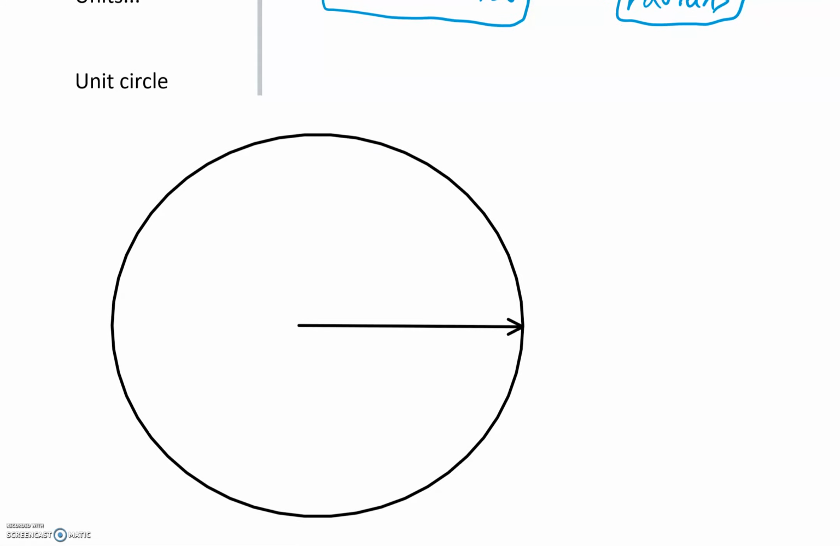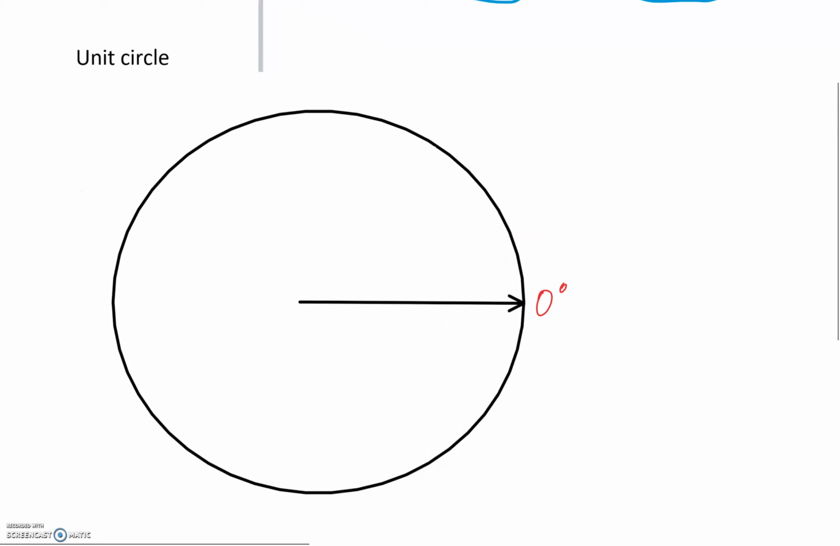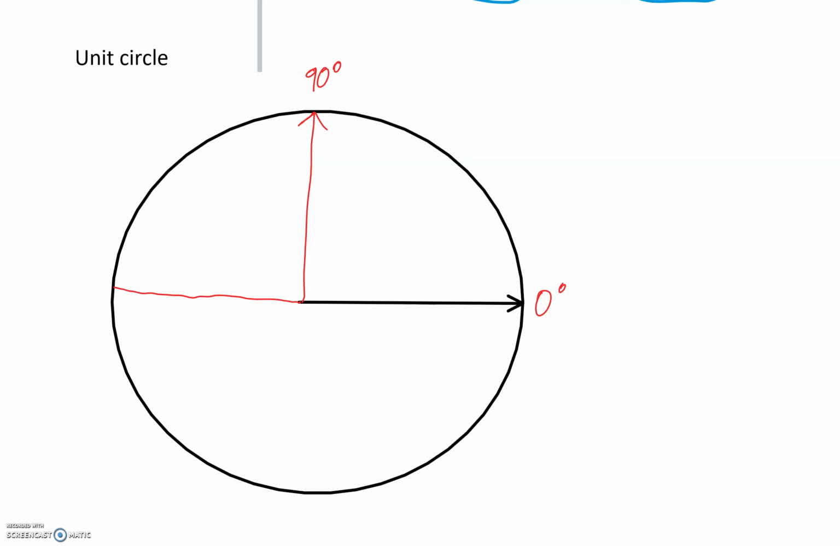So, looking at our unit circle, which hopefully you remember doing at some point, if we start at this spot, we call this 0 degrees. I'm going to do degrees first. Going from the center to the top, this is a 90 degree angle. If you went to here, that would be a 180 degree angle. If you went to here, that would be a 270 degree angle. And then finally, if you go back to the beginning, that would be a 360 degree angle.